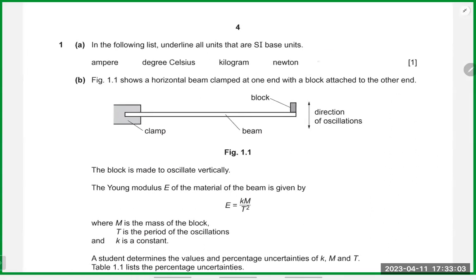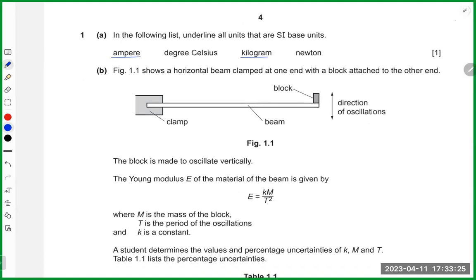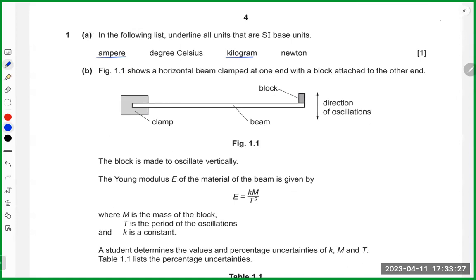Ampere, just 1 second. Ampere should be underlined, and kilogram. Celsius is not an SI base unit. Similarly, Newton is SI unit, but not SI base unit.